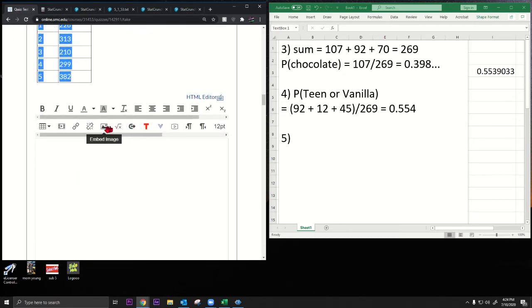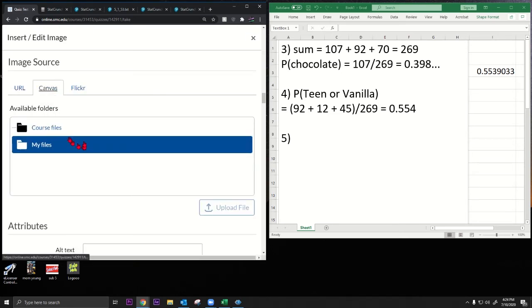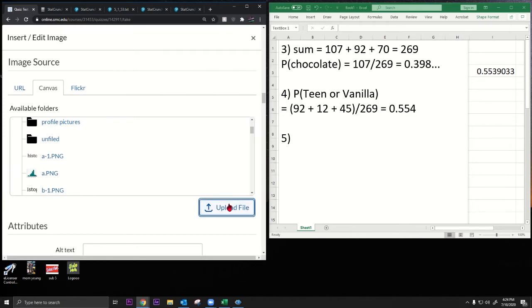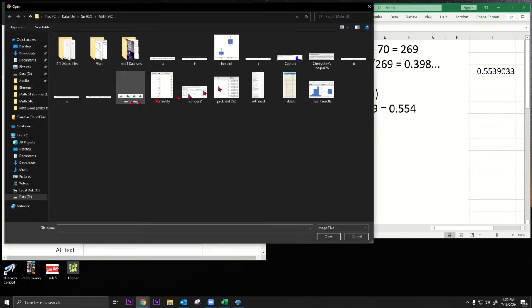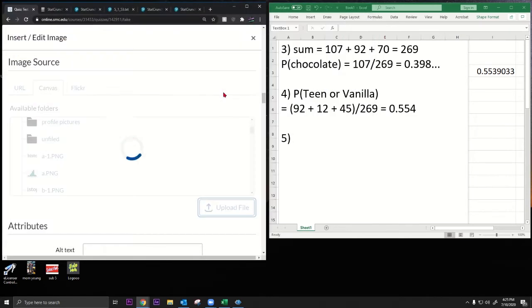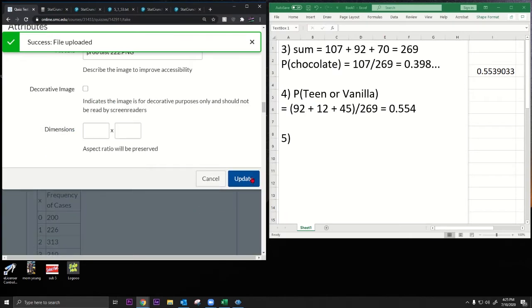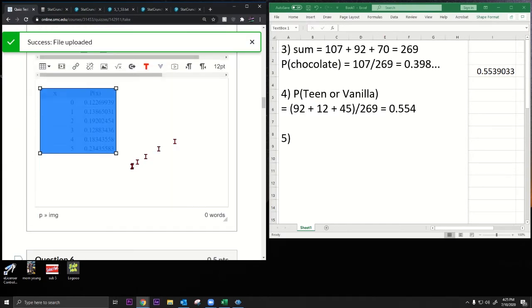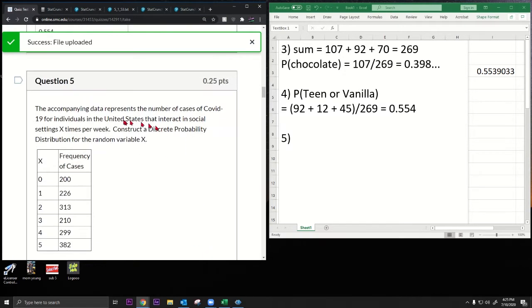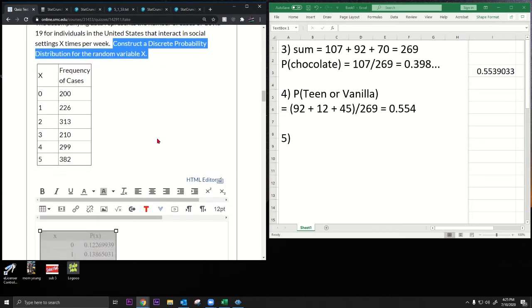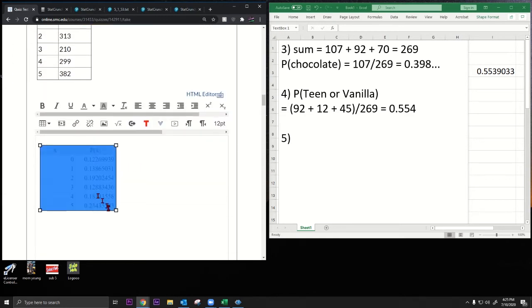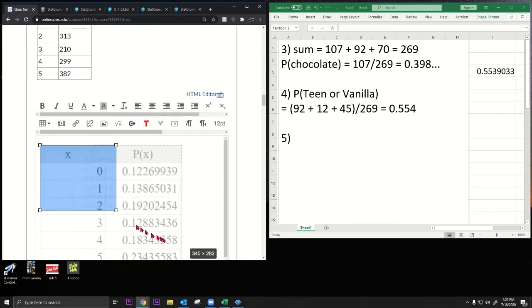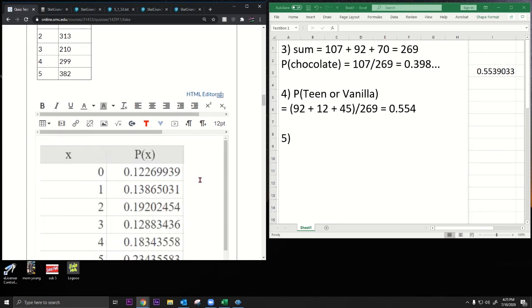Here's the test, and I will click this button, Embed Image. So I click that button, I go to Canvas, click My Files, upload a file, prob dist 2222, go to the bottom, press Update. So there it is. That's the prob dist probability distribution that was construct a discrete probability distribution for the random variable X. Okay, there's our probability distribution. It's a discrete probability distribution. There you go. That's how you do that.